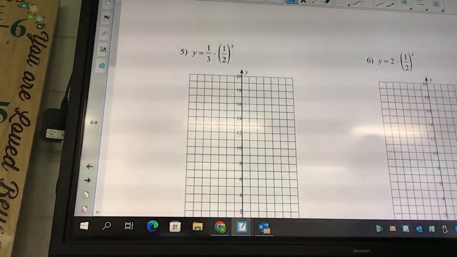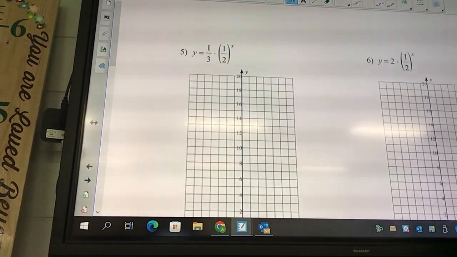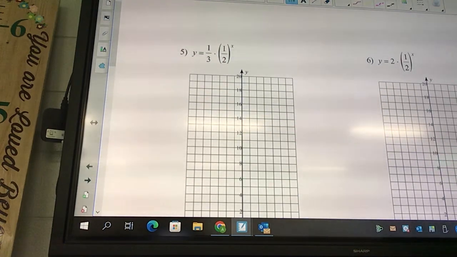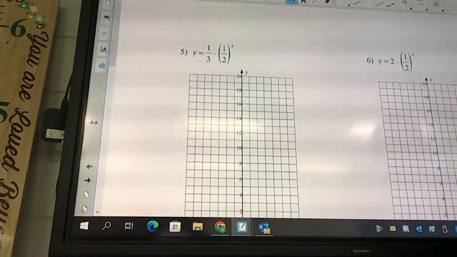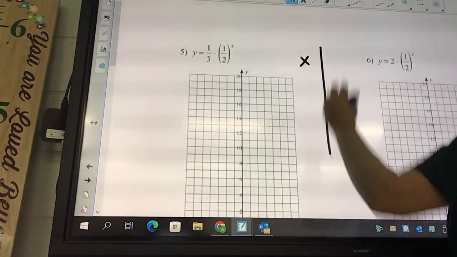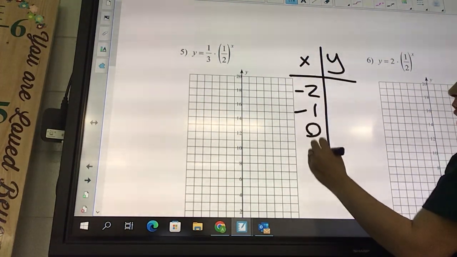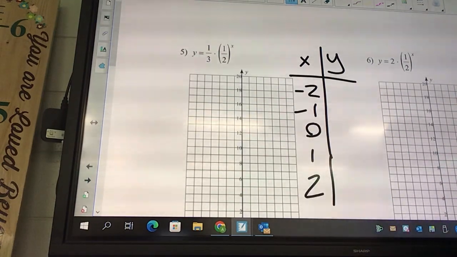Okay, 5. Is this growth or decay? Let's get on 5. Is it decay or growth? What number are we looking at? The 1/2. So we got x, y, -2, -1, 0, 1, and 2.